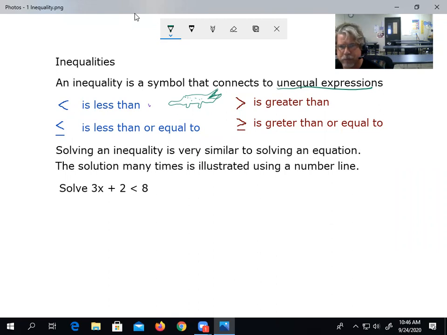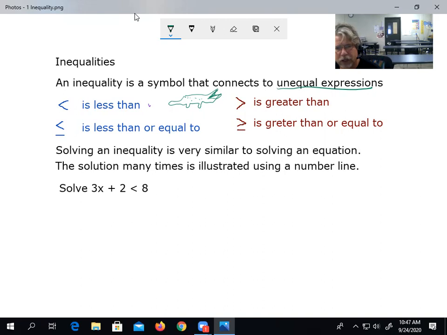So those are the main 4. On the GED, you may come across having to solve an inequality. Solving an inequality is going to be very similar to solving an equation. And a lot of times, one extra thing you'll have to do is that sometimes the solution will be illustrated using a number line. So if I'm going to solve this inequality, we treat this just like we would solving an equation.